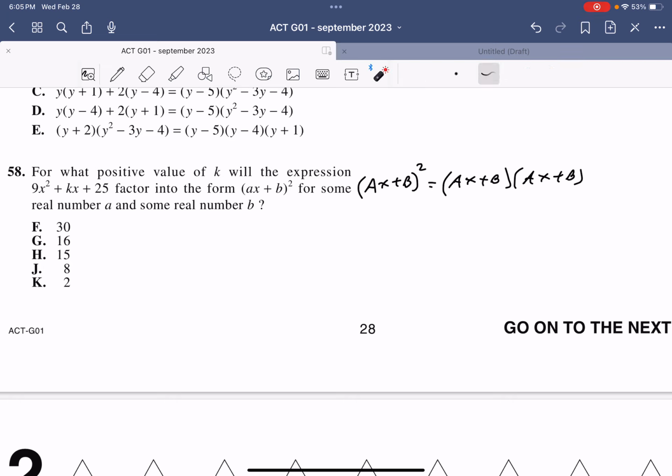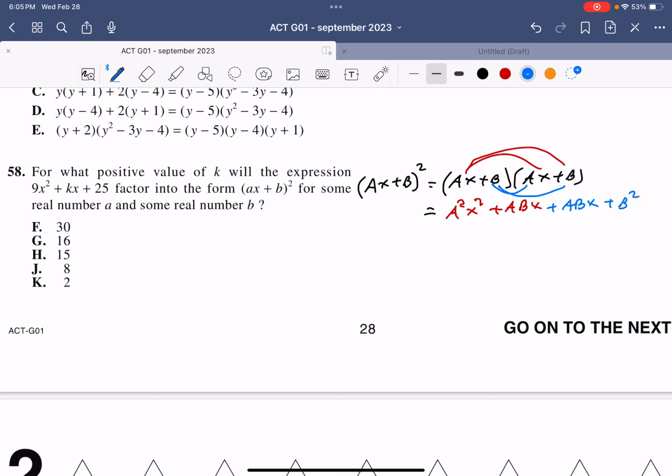And then what I'm going to do is just FOIL this. So if we FOIL this, it's ax times ax, which gives me a squared x squared, and then ax times b, which is plus abx, and then I do b times ax, so that's going to give me abx again, and then I do b times b, which gives me b squared. Now combining the two middle terms, because they are like terms, I have a squared x squared plus 2abx plus b squared.